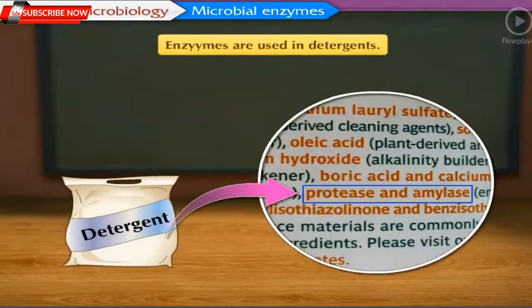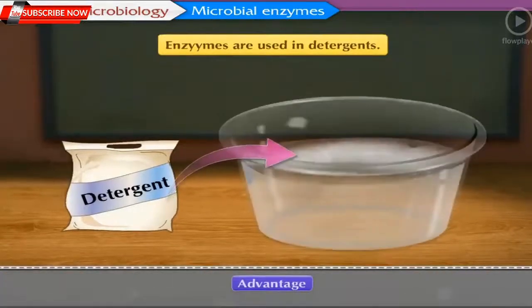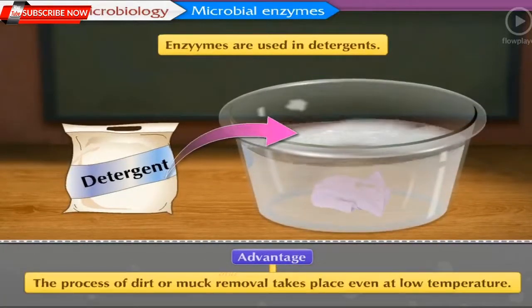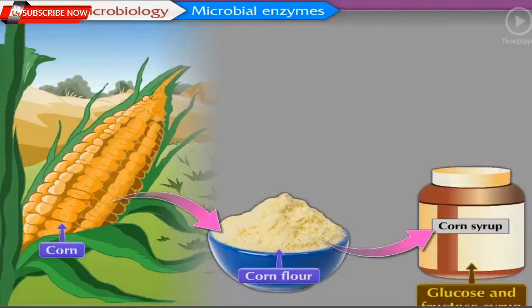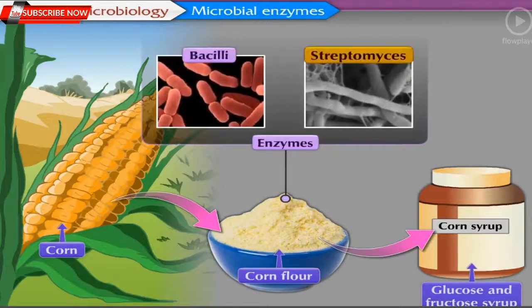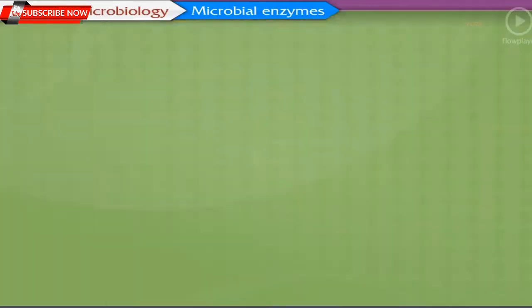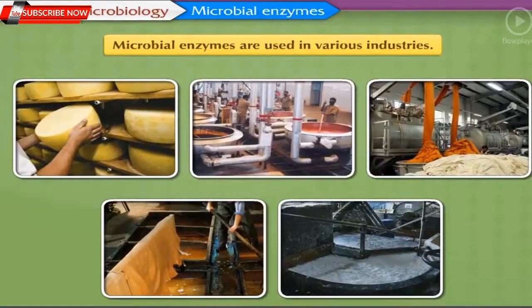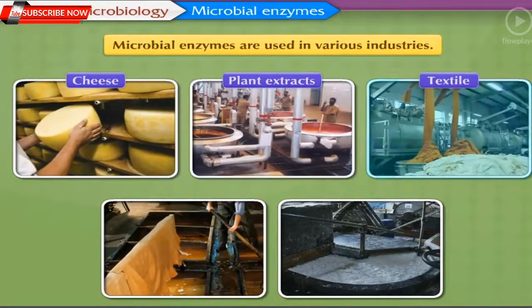Enzymes are also used in detergents. The advantage is that the process of dirt or muck removal can take place even at low temperature due to mixing of enzymes with detergents. Glucose and fructose syrup can be obtained from corn flour by the action of enzymes obtained from bacilli and streptomyces. Microbial enzymes are also used in various industries like cheese, plant extracts, textile, leather, paper, etc.